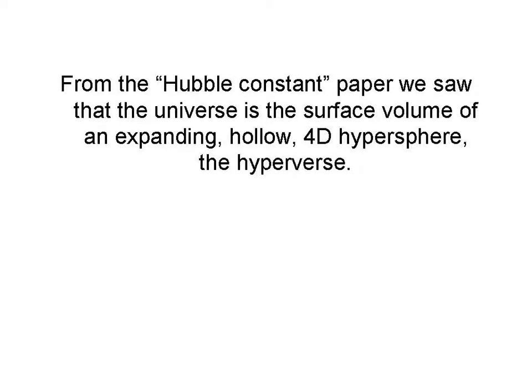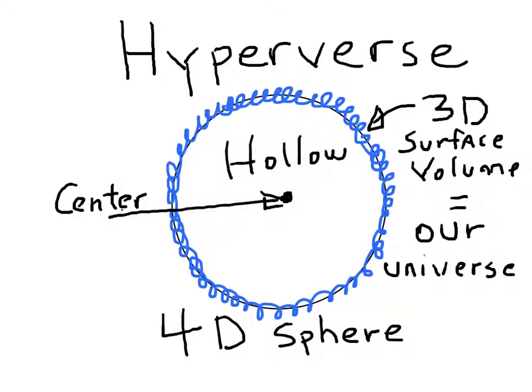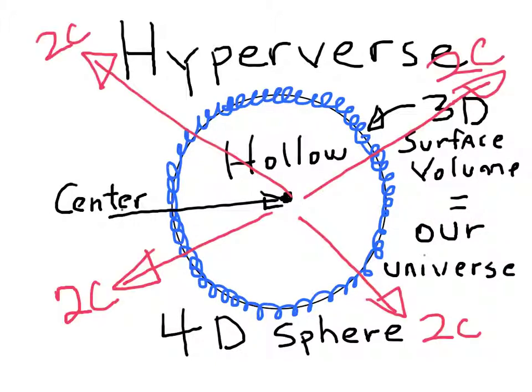From the Hubble constant paper, we saw that the universe is the surface volume of an expanding, hollow, four-dimensional hypersphere we call the hyperverse. This is a representation of the hyperverse. The center is hollow. The surface is three-dimensional, and it is our universe. And it is expanding at twice the speed of light.